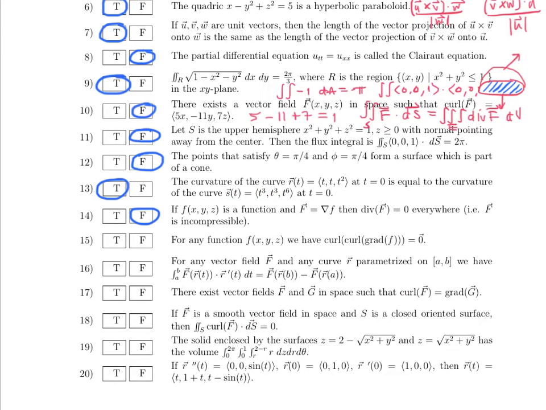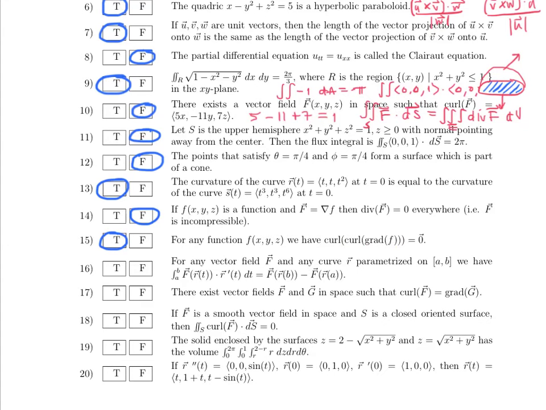Number 15. For any function f of xyz, we have the curl of the gradient of f is equal to the 0 vector. Well, this is going to be true. The curl of the gradient is equal to 0. That's because all the mixed partials are equal when you take del and cross it with the gradient of f. And by Clairaut's theorem, those mixed partials are equal, so every single component goes to 0. So already this curl of the gradient is 0. And then when you take the curl of a 0 vector, you're going to get a 0 vector again. So number 15 is true.